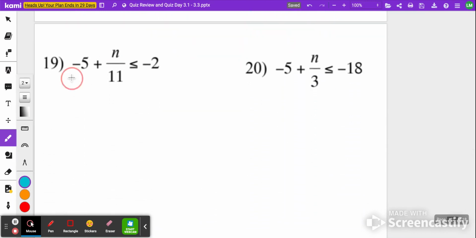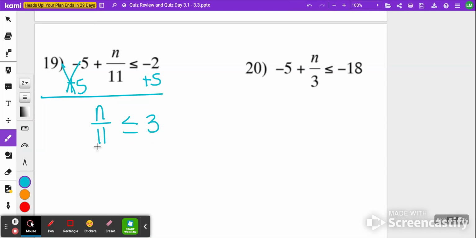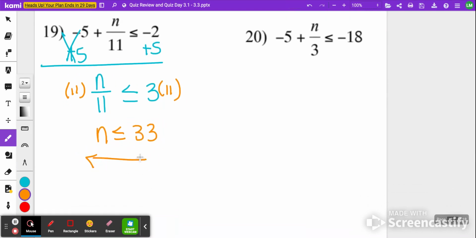For number 19, we started off by adding 5 to both sides. My 5's on the left cancel out. I'm left with n over 11 is less than or equal to 3. Then to continue solving, I had to multiply by 11 on both sides, which gives you n is less than or equal to 33. As I graph this one, I have a nice positive 33 in the middle with maybe a 34 on the right and a 32 on the left. This should be a closed circle pointing left.